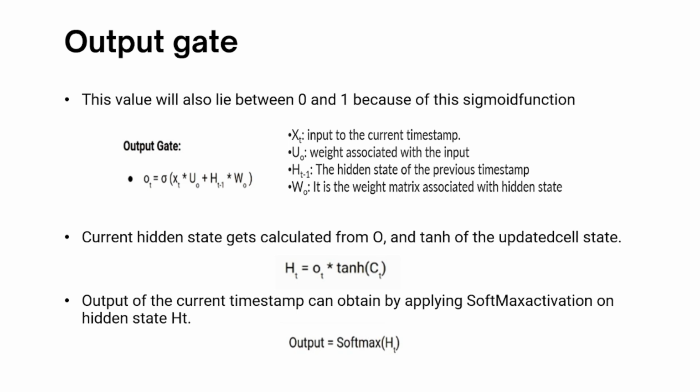By combining these three gates, LSTMs can handle long-term dependencies much better than RNNs. They can remember what's important, forget what's not, and adapt to new information. Whether it's predicting stock prices, generating text, or recognizing speech, LSTMs are behind some of the smartest systems we use today.